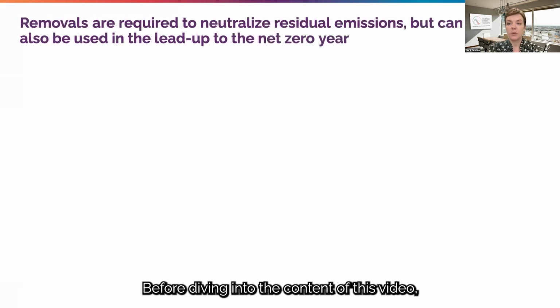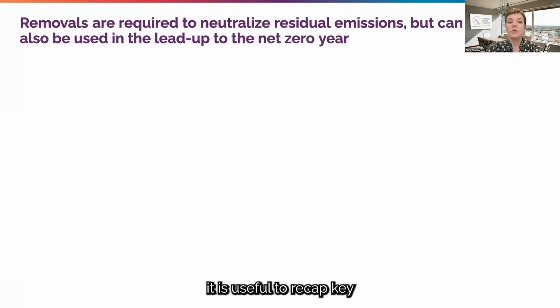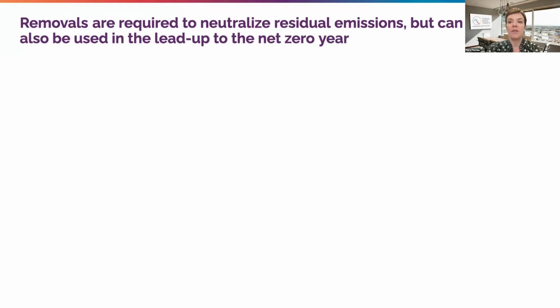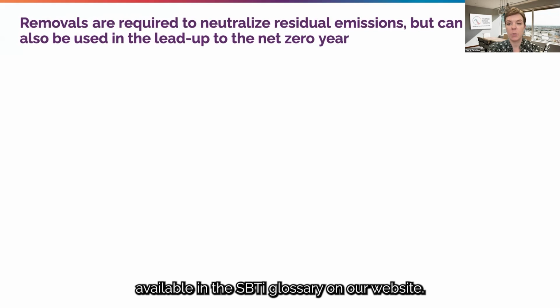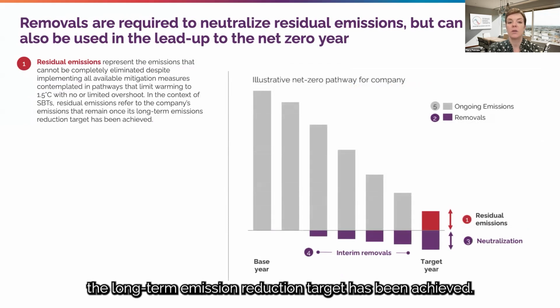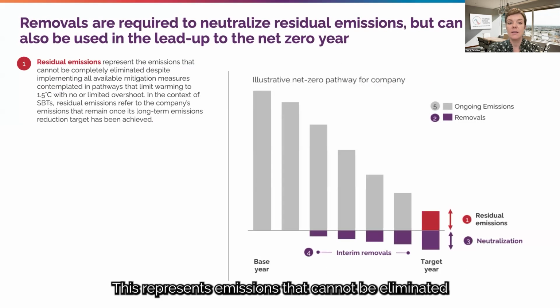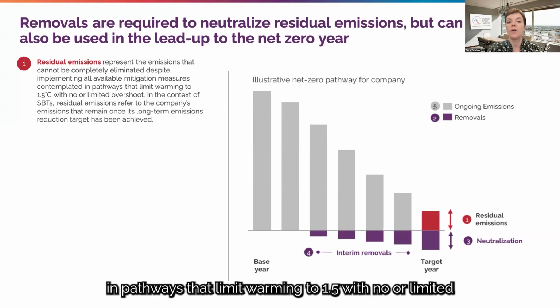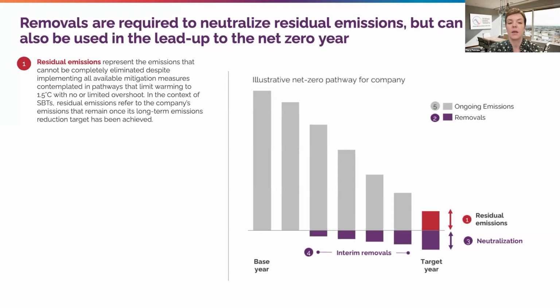Before diving into the content of this video, it is useful to recap key definitions that are used throughout the standard and also available at the SBTi glossary on our website. The first important term is residual emission, which refer to the company emission that remain at and after the year the long-term emission reduction target has been achieved. This represents emission that cannot be eliminated despite implementing all available mitigation measures that are contemplated in pathways that limit warming to 1.5 with no or limited overshoot.